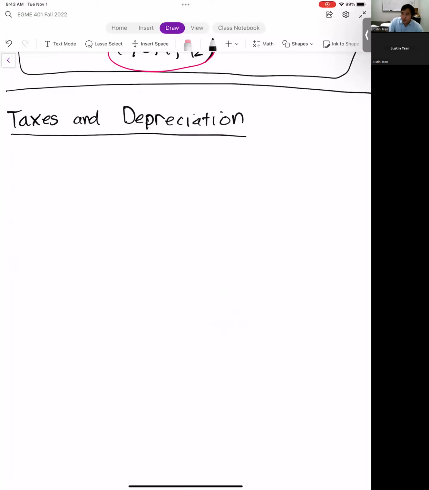All right, so we spent a good amount of time on taxes and depreciation in this class, just because there's kind of a lot to cover, so I'm going to try my best to cover everything that I can. But basically, the idea behind this unit is we're learning how taxes affect our calculations in our cash flow analyses.